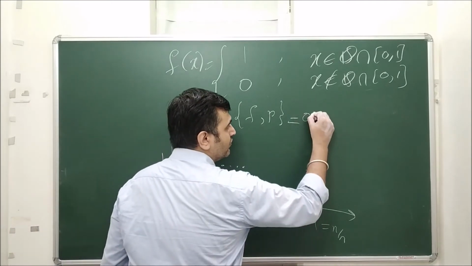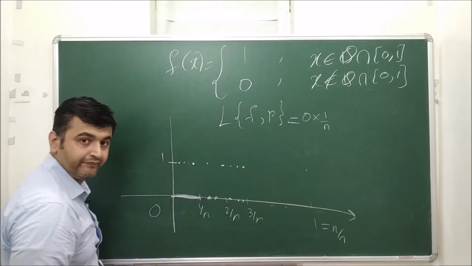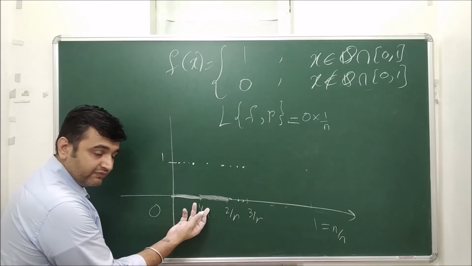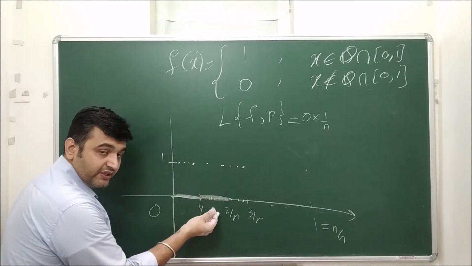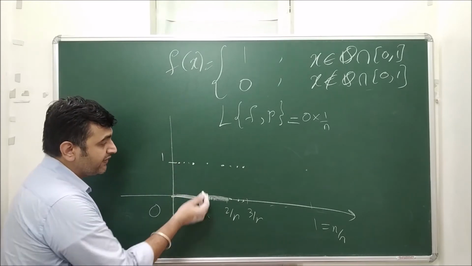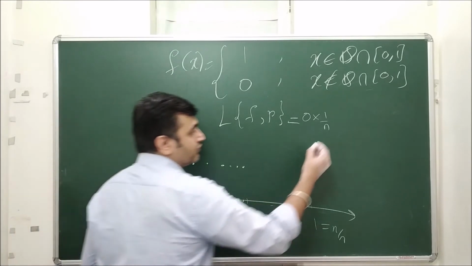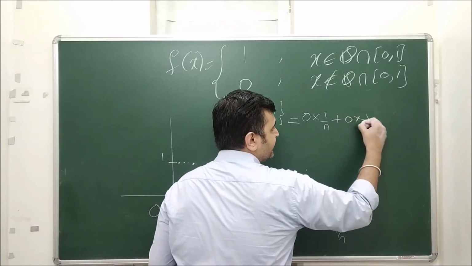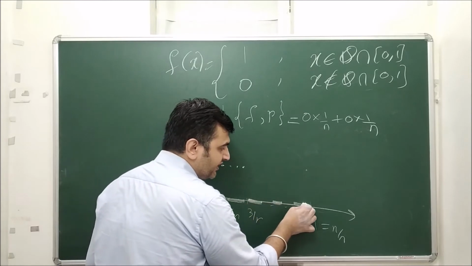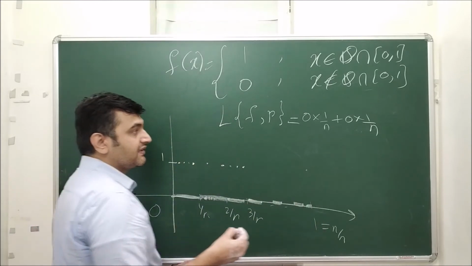So 0 into length of the subinterval. Same thing. What is the minimum value your function will take over this subinterval? There are irrational numbers over here, and at irrational, function is taking the value 0. And what is minimum between 1 and 0? 0. So here also the function will take 0 as the minimum value. So similarly, in each subinterval, the minimum value your function will take is 0.